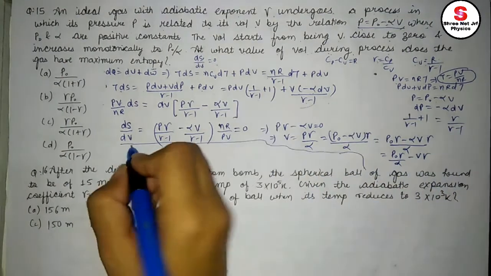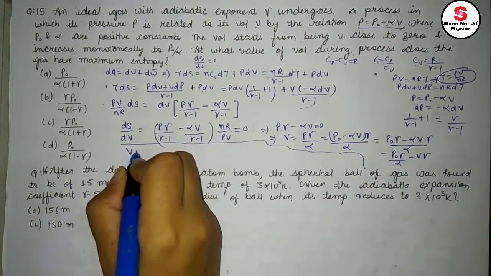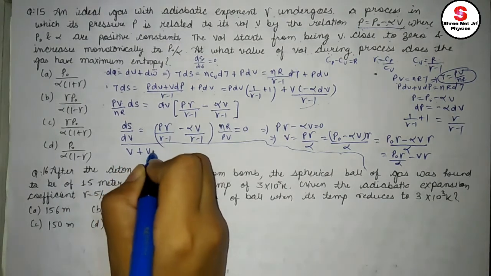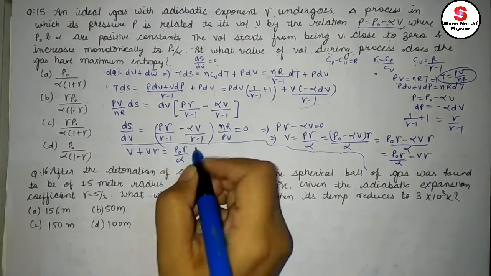See, I can write V, send it to the LHS, then V plus V gamma is equal to P naught gamma divided by alpha, right?